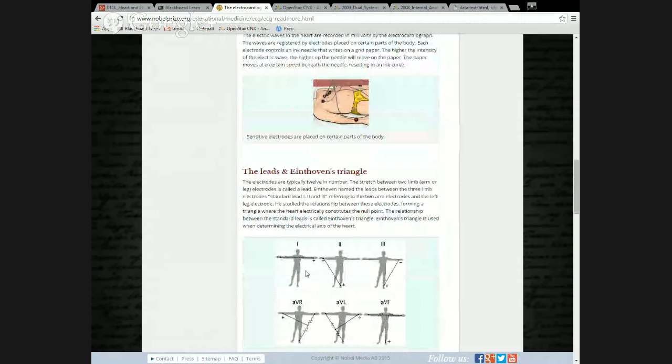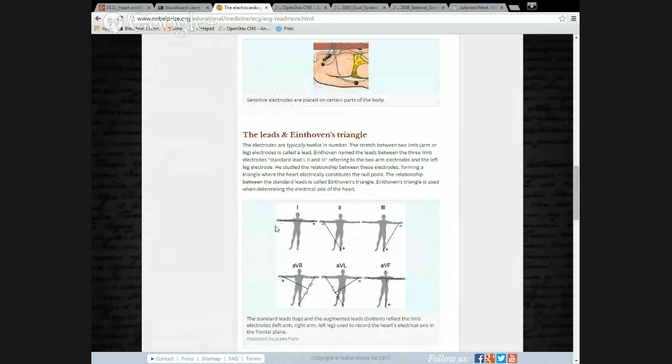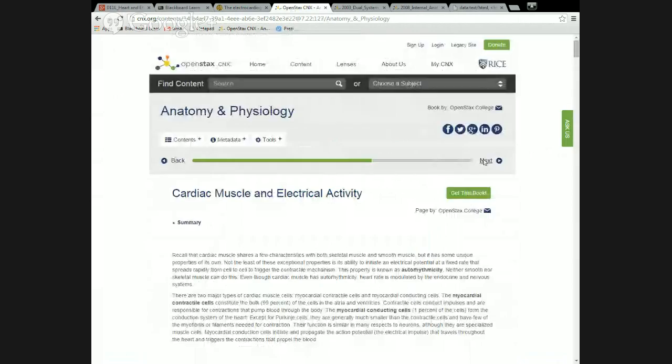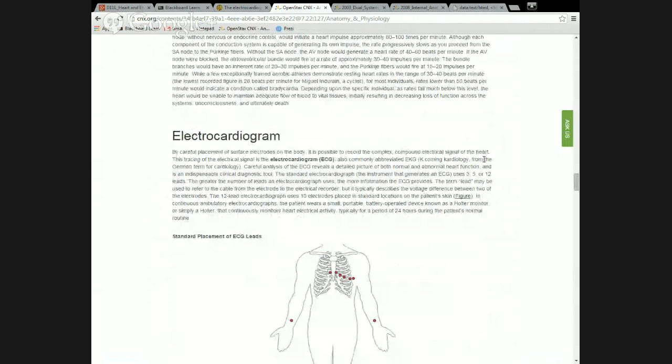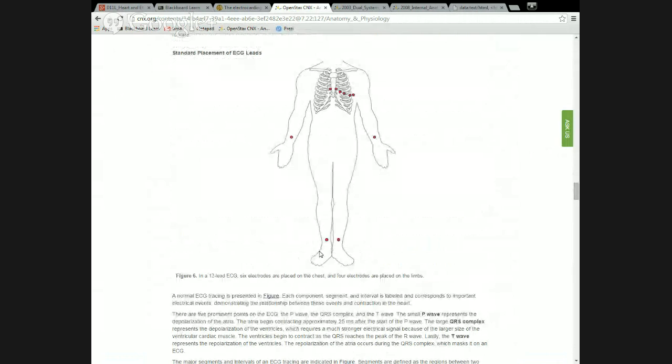So the electrodes are placed actually at 10 locations. These pictures here are getting at how three of those locations are kind of the main ones that we pay attention to. And actually, to show you that stuff a little bit better, I want to go to this picture here. So these dots represent the placement of these electrodes. There are 10 dots here. There's one on the right arm, one on the left arm, one on the right ankle, one on the left ankle, and then six that go across the chest right where the heart is.